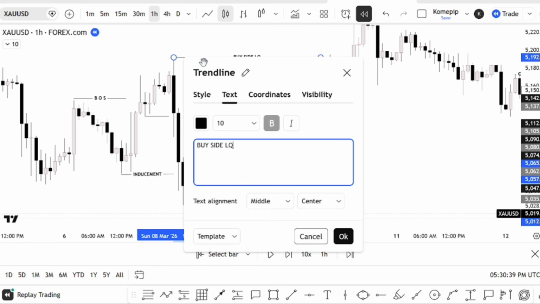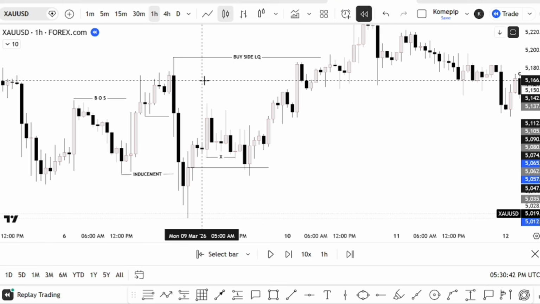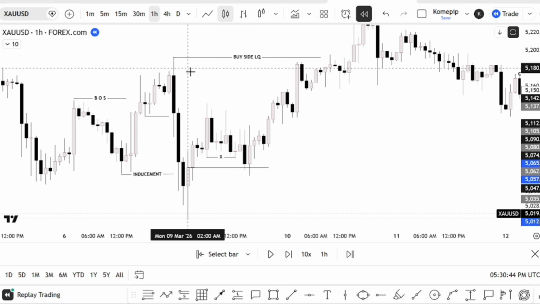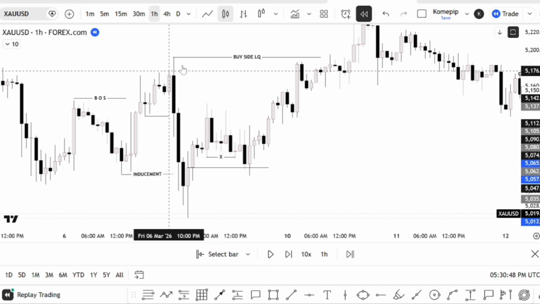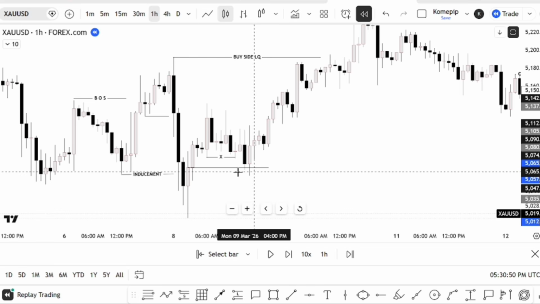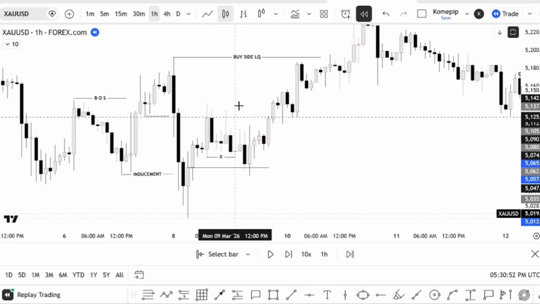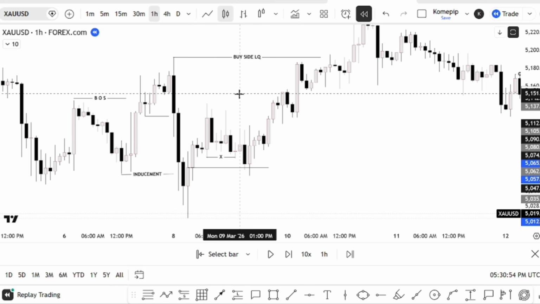Buy side liquidity. Now for each buy side liquidity, there are usually sell orders and there are buy orders. So both buyers and sellers are on this swing, for example. But the difference is which participant of the market is more dominant.